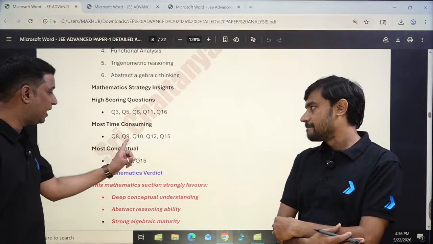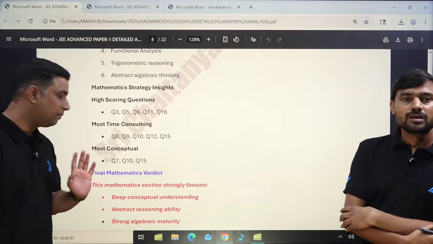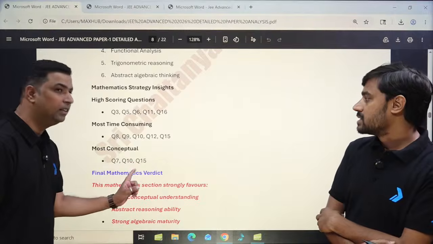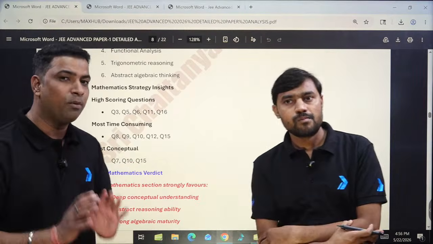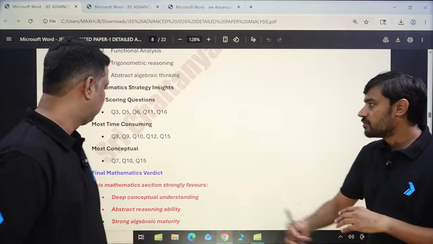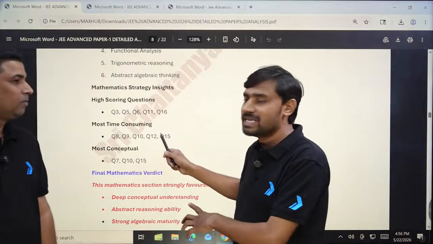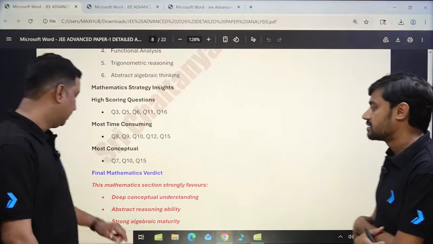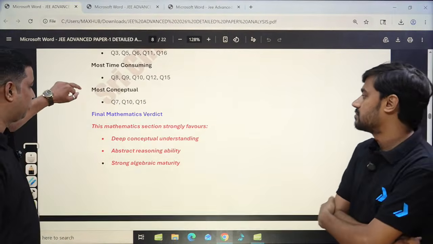Question number 8, 9, 10, 12 and 15 were time consuming, and the most conceptual questions are question number 7, 10 and 15. So segregation of questions is again important for JEE Advanced. Of course, these questions were doable, but they will take some time, right? Yes, 8, 9, 10, 12 and 15. So this was the final verdict about the mathematics.